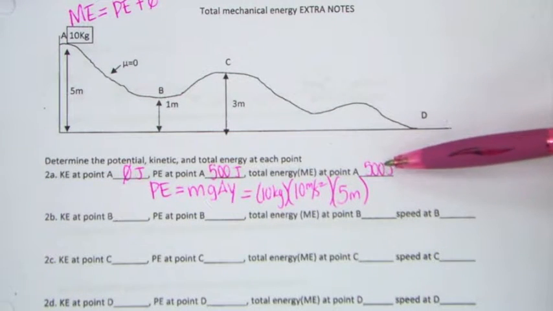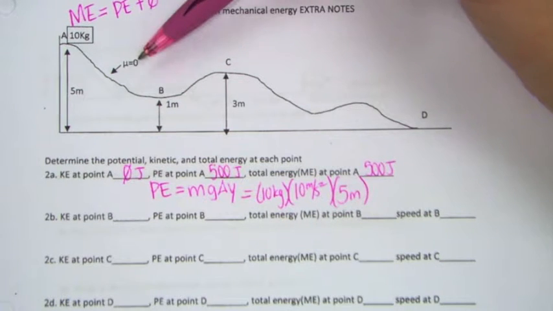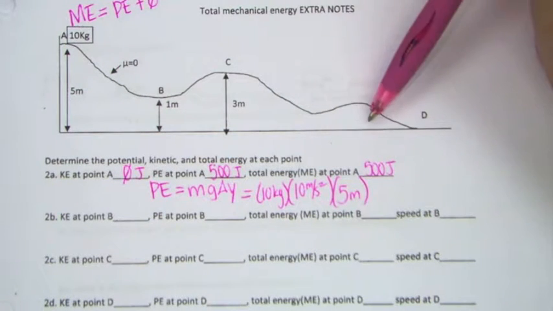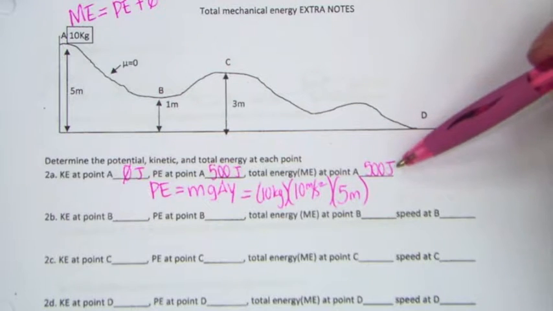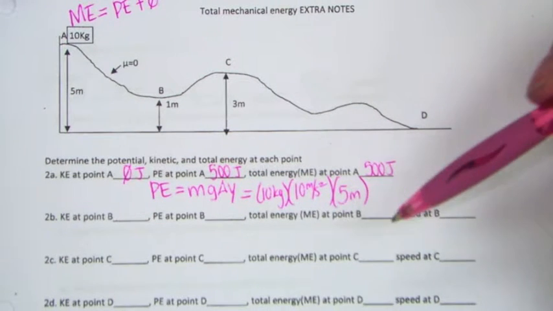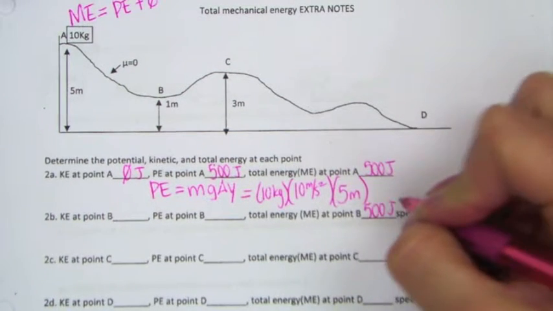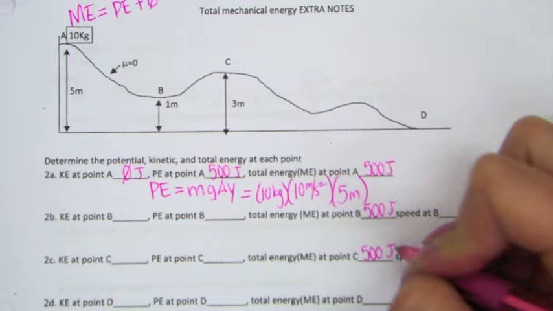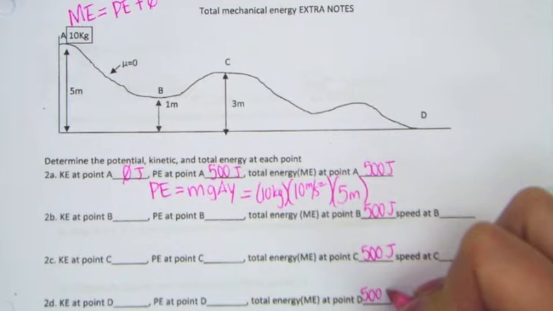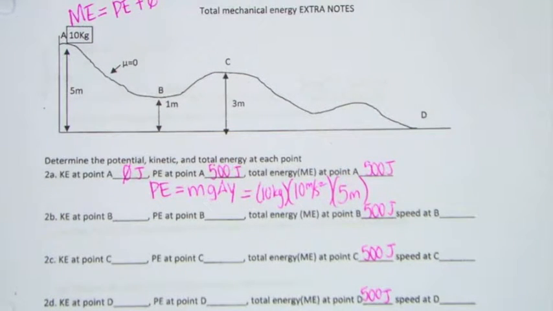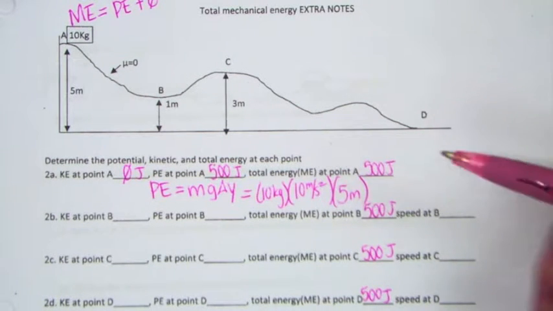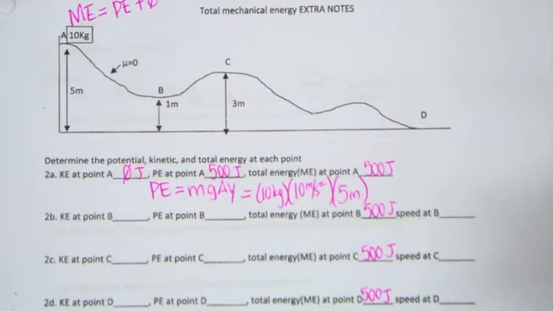Once you get the total energy, we say, okay, is there friction in the system? No, there is no friction. So that means all of our mechanical energy is going to be conserved throughout the entire roller coaster. So our total does not change. Our total will be 500 the entire time. And that's important because that's going to help us find the missing kinetic energy at each point. So now all I need to do is find the potential at points B, C, and D.